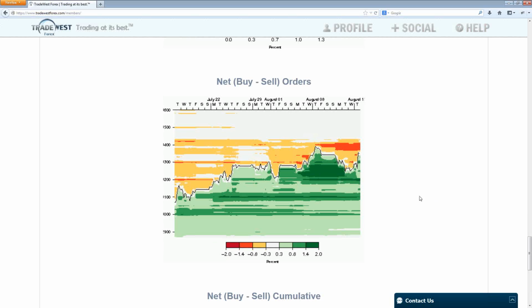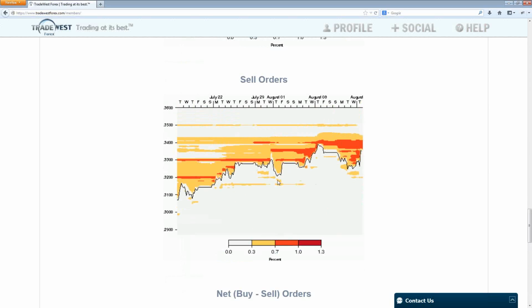Let's show you an example that played through. Here is an example. The market came down. Let's look at it as if you bought. Let me see if I can get my little drawing tool to work here.